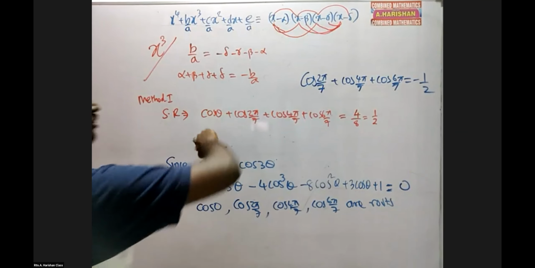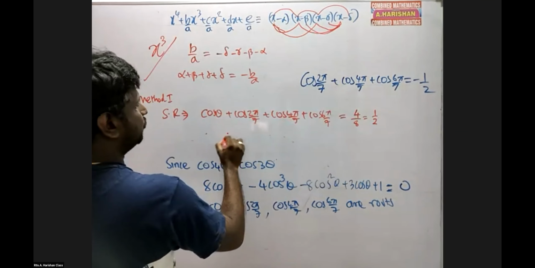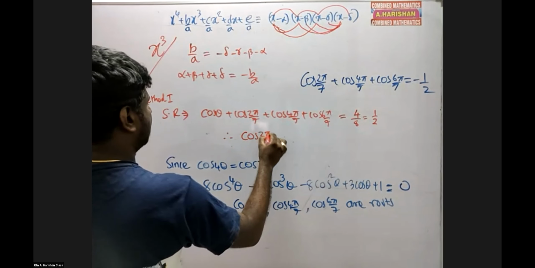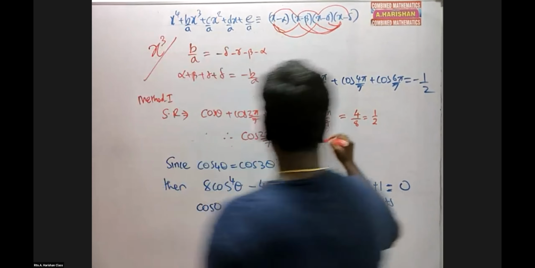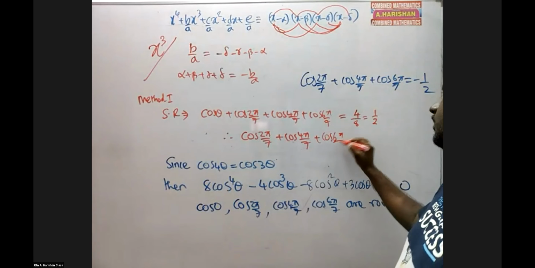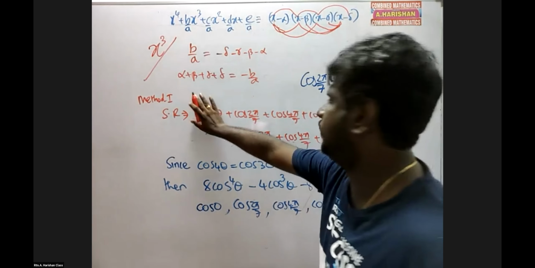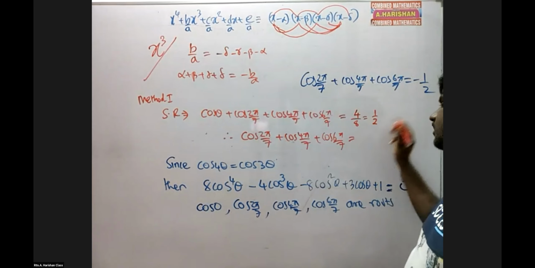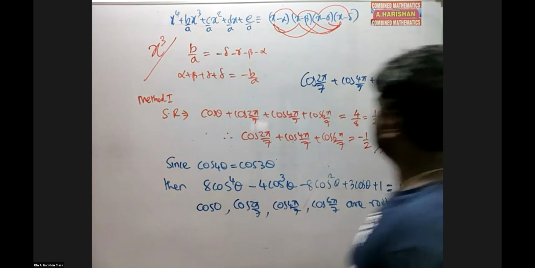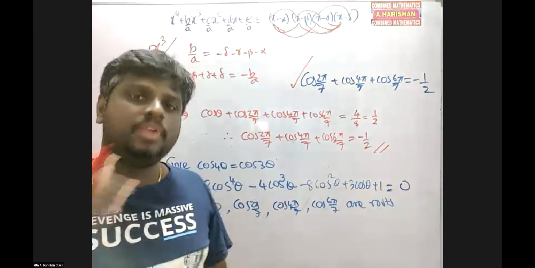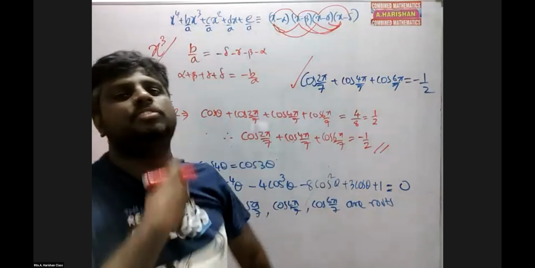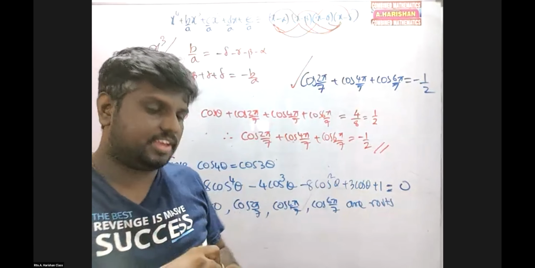Okay, so what is this? This guy is 1, no? So subtract that. So cos 2 pi by 7 plus cos 4 pi by 7 plus cos 6 pi by 7 is going to be, this is 1, no? Half minus 1, that is minus half. That is the answer. This is method 1. If you do it like that, 100% they will give marks. No problem. Don't worry about that one.